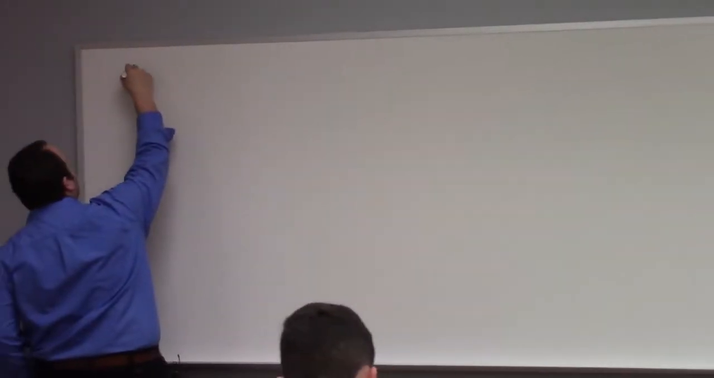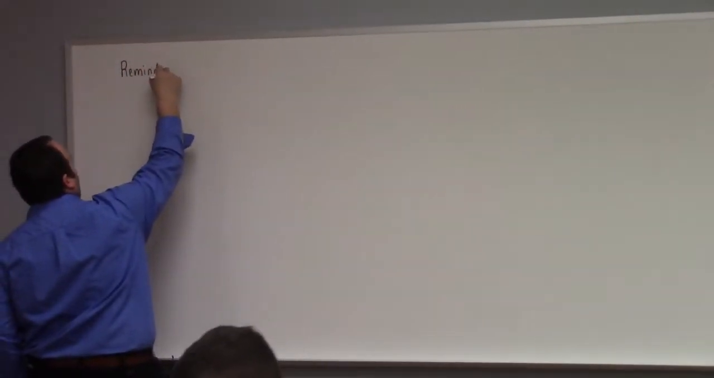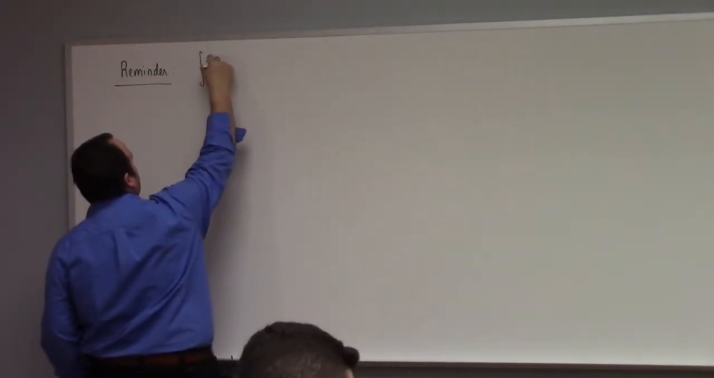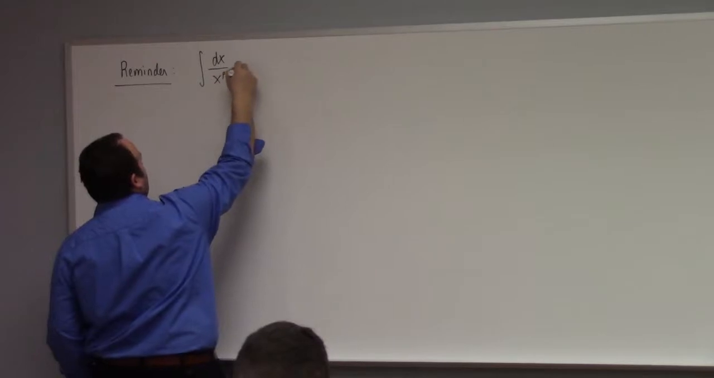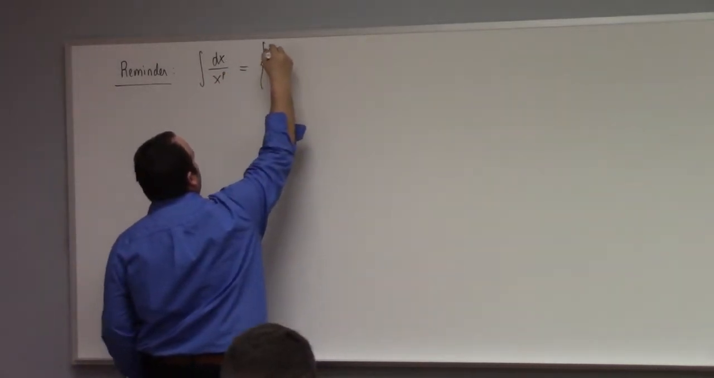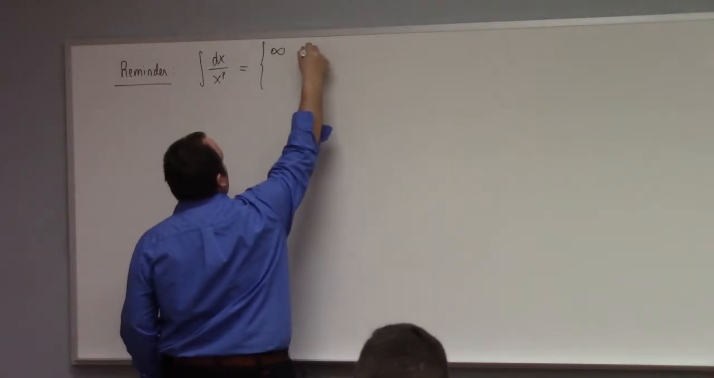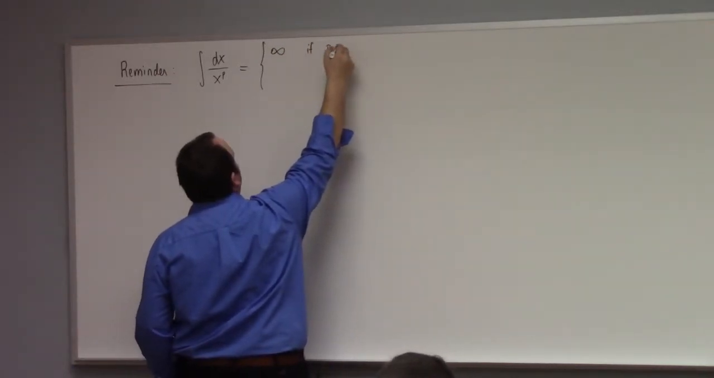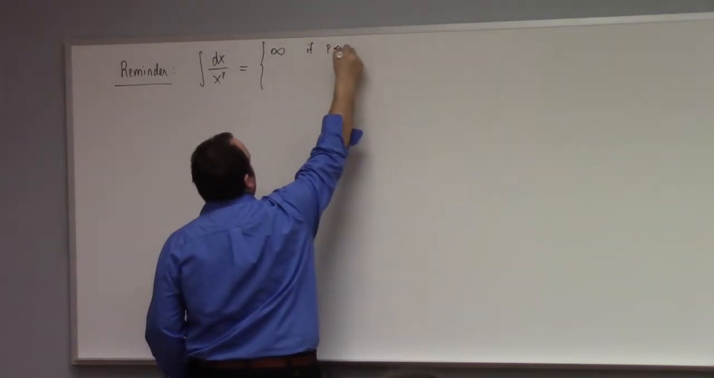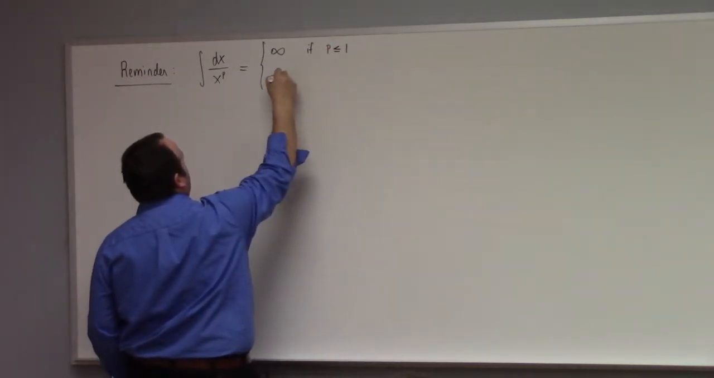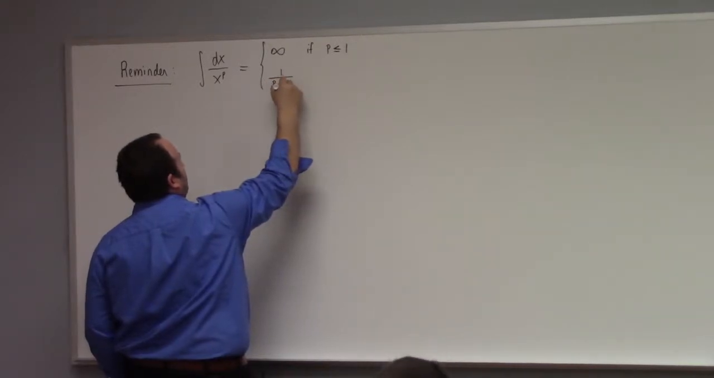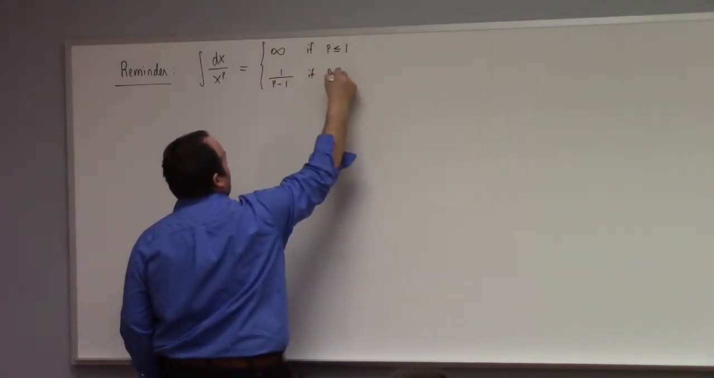Amen. All right. So let me remind you what we worked out last time in terms of integrals. What did we figure out? The integral of dx over x to the p. How did that work out? It was infinity if p is less than or equal to 1, and it was 1 over p minus 1 if p is greater than 1.